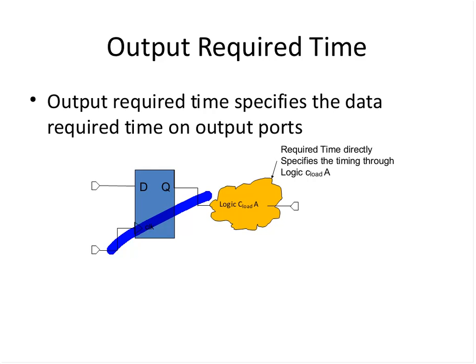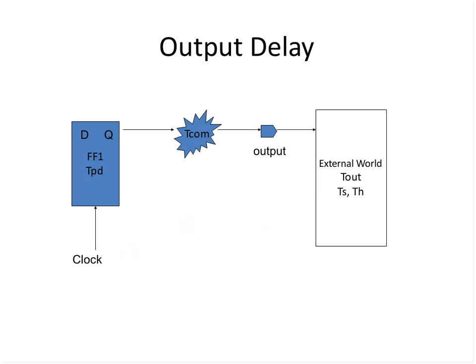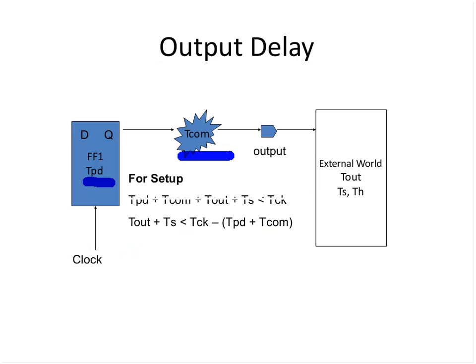Let us see it in terms of equations again. Now on the output side, we have a flop that is launching data, after T PD we have a combinational delay, and let us assume in the external world there is a flop that has timing constraints of TS and TH. Now let us look at the equation. T out is, let us say there is some combinational cloud here on the output side with T out. Now I will arrange: what is the path delay? T PD plus T com plus T out plus TS is less than TCK. You could also have TCK minus TS, the same thing.